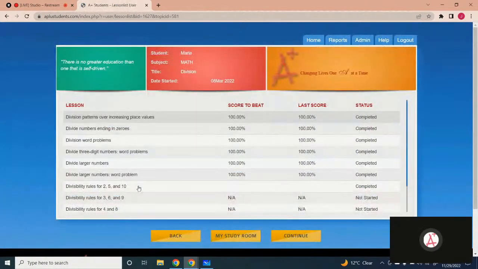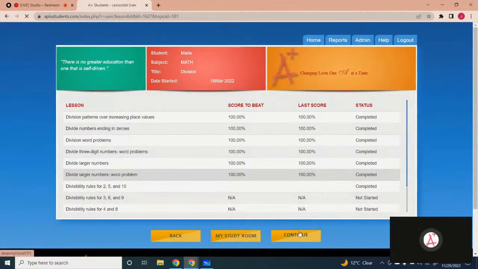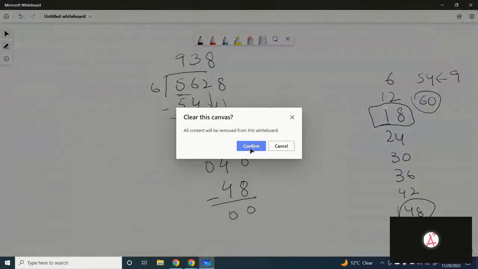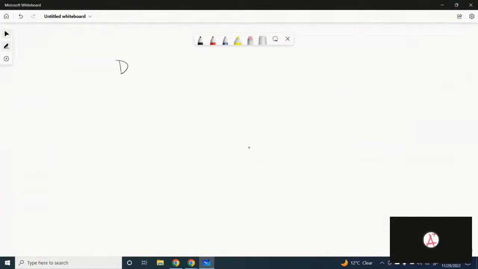The next lesson is divide larger numbers word problems. Let's start with the next lesson. Please review your tables. Divide larger numbers.